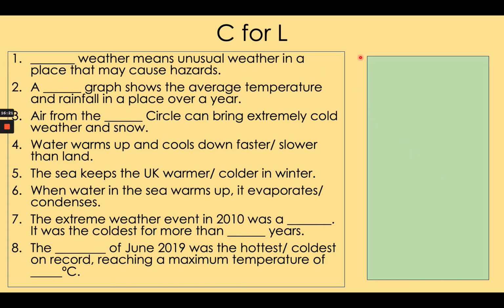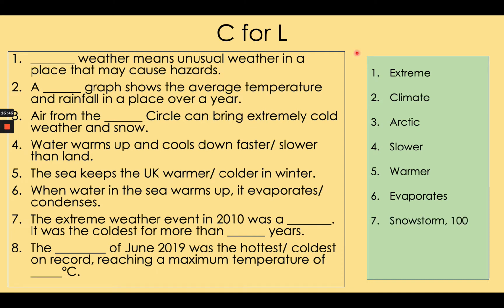Please answer the questions 1 to 8 using what you've learned this lesson, and then mark your answers. So number 1, extreme weather. 2, a climate graph. 3, the Arctic Circle. 4, slower. 5, warmer. 6, evaporates. 7, snowstorm and more than 100 years. And finally 8, heat wave, and it was the hottest on record. Give yourselves a mark out of 10 because 7 and 8 are worth 2 marks each. If you got 9 or more, fantastic.